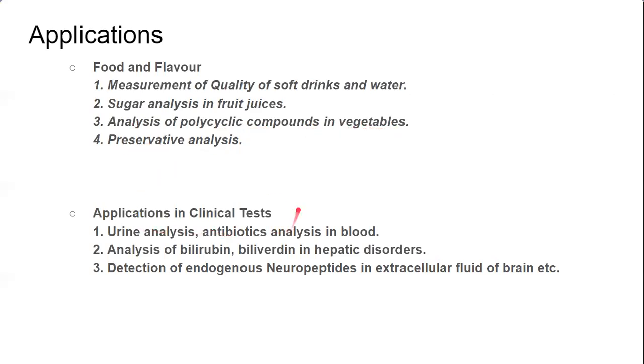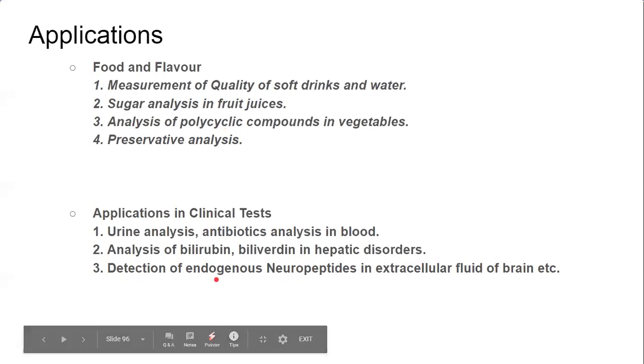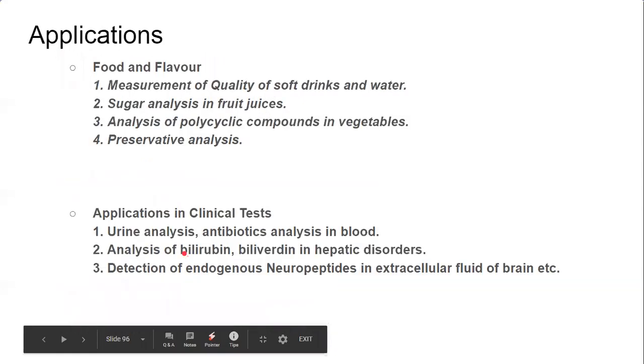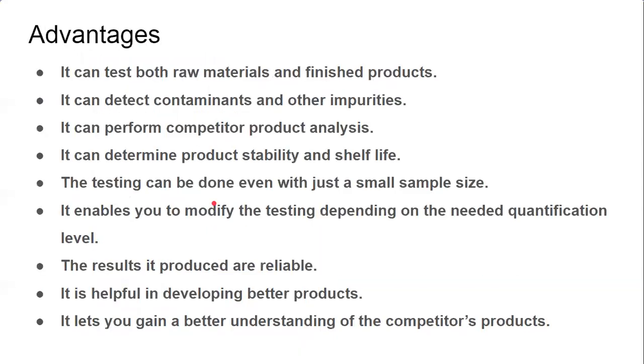Next, application in clinical tests, urine analysis, that means in pathology. In pathology, we use HPLC for urine analysis, antibiotic analysis in blood, analysis of bilirubin and bile in hepatic disorders, detection of endogenous neuropeptides and extracellular fluid of the brain, etc. So these are the applications. Particularly it is used in the pharmaceutical industry, environmental applications, forensic science, the food industry, and clinical tests. Next, let's see the advantages.